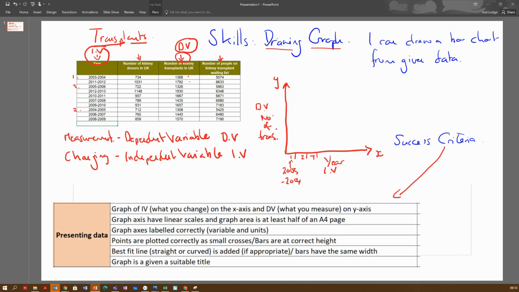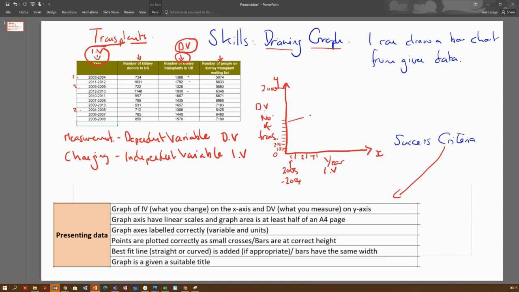Our measurements, the number of people that are getting transplants, are on here. So the maximum number, the highest number, is 1,930. So our top number would be 2,000. Our lowest number would be 0. And actually then we're going to split this up into, let's probably do it in 100. So we need 20 sections there to go 100, 200, 300, etc., all the way up to 2,000.